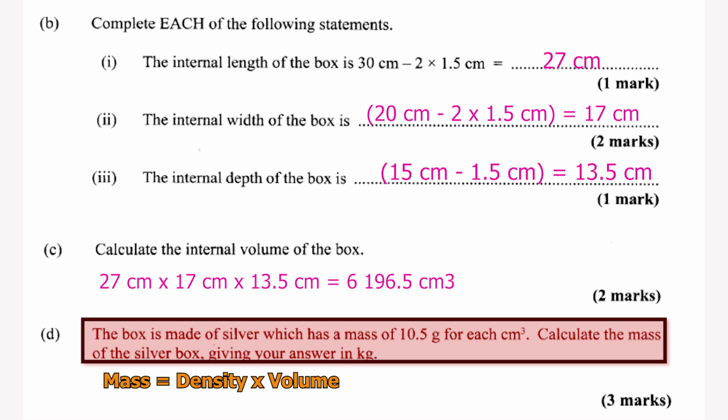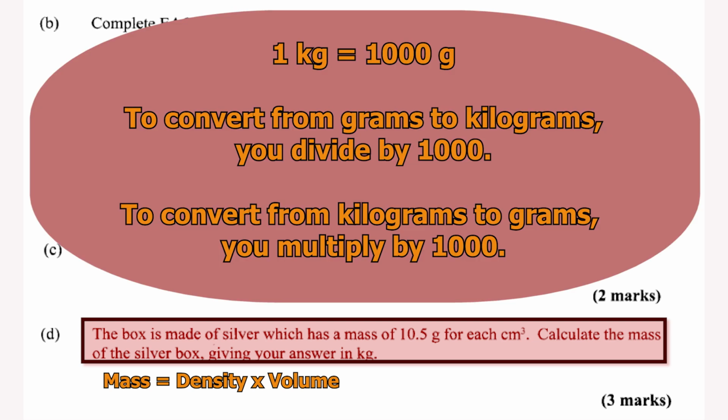Now when we get that mass in grams, we have to convert it into kilograms, okay, by dividing the mass in grams by 1000, and that would give us our answer in kilograms. So we will get the mass of the silver used to make the box, so the mass of the silver box in kilograms. So let's do that now.